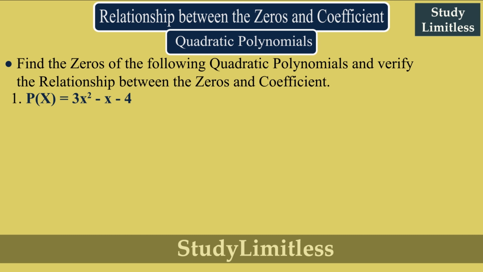As we have to find the zeros first from the above equation, we consider p(x), which is a polynomial, as 0. So 0 is equal to 3x² - x - 4. We can also rewrite it as 3x² - x - 4 = 0.